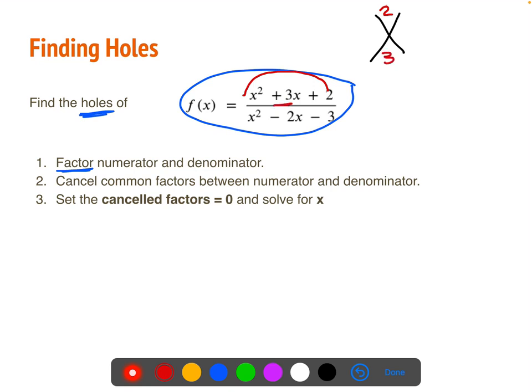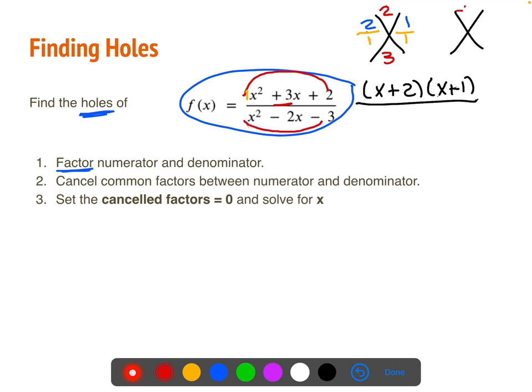In this case, A times C, 1 times 2 is 2. B goes on the bottom. And then I have to think of two numbers that when I multiply them together, I get 2. But when I add them, I get 3. So it'd be 2 and 1, because 2 times 1 is 2. 2 plus 1 is 3. Divide by A. A is 1. So on top here, I have x. 2 divided by 1 is 2, so I have x plus 2. And 1 divided by 1 is 1, x plus 1.